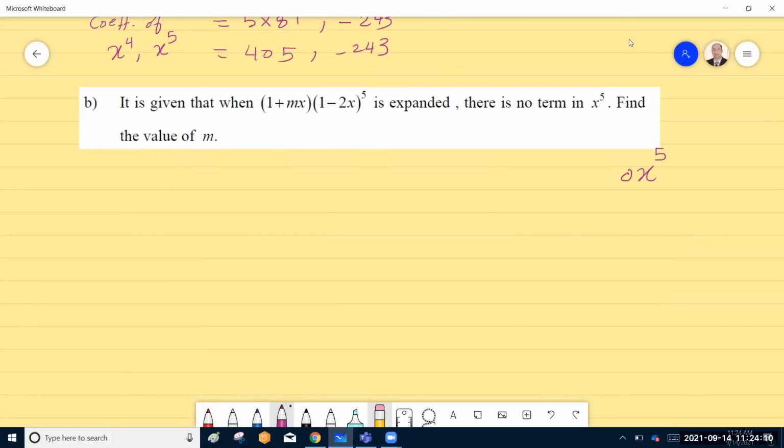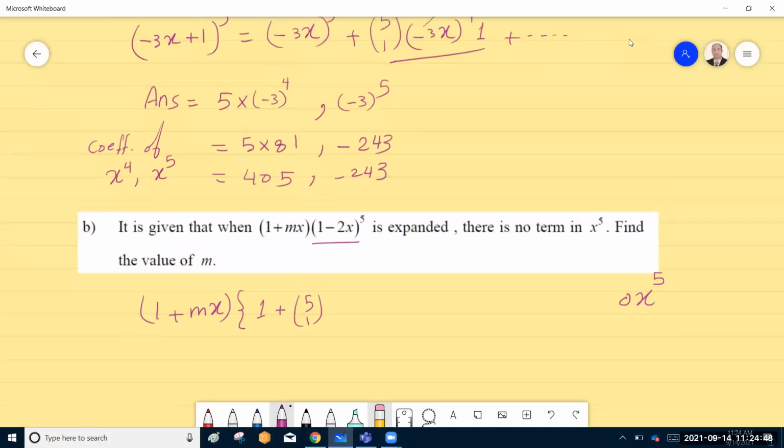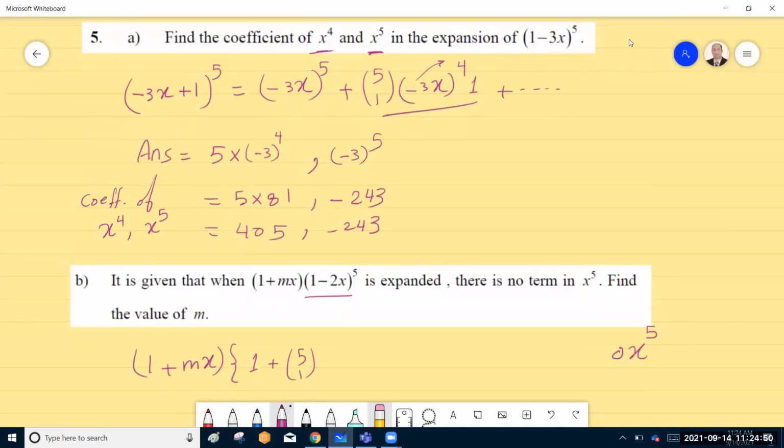In this question, you will multiply the 1 plus mx, which is only a binomial raised to the power of 1, into the expansion of 1 minus 2x to the power of 5, which is 1 plus 5c1 and so on. I only need to get the first two terms of the expansion.